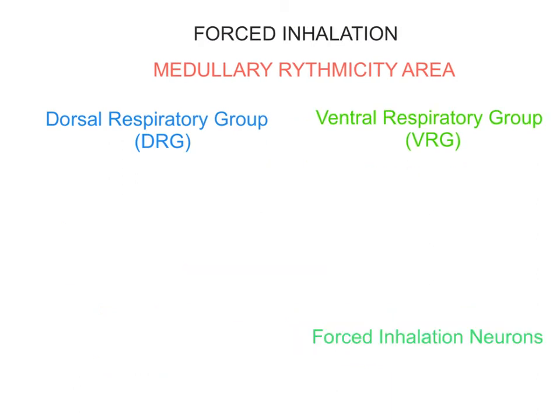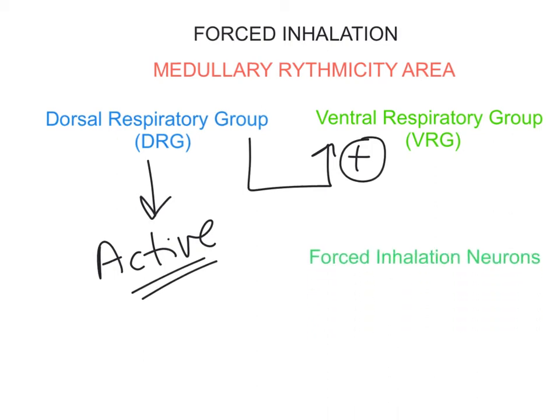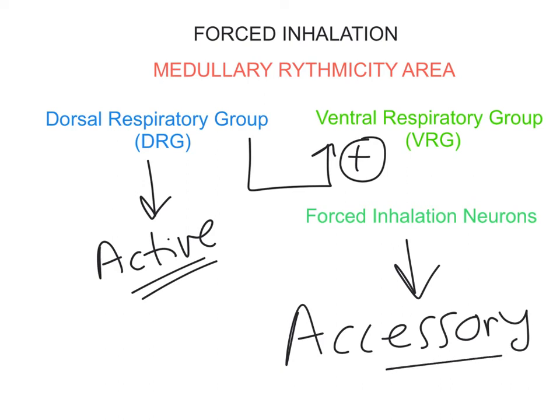During forced inhalation, the dorsal respiratory group will be sending out signals to the diaphragm and the external intercostals and will be active, and that's the same as what would be occurring during normal quiet breathing. But in addition to this, they also send out signals to the ventral respiratory group, and in particular to forced inhalation neurons, which are then going to be sending out signals to the accessory muscles. Now, remembering that for forced inhalation, this includes the sternocleidomastoid, the scalenes, and the pectoralis minor.